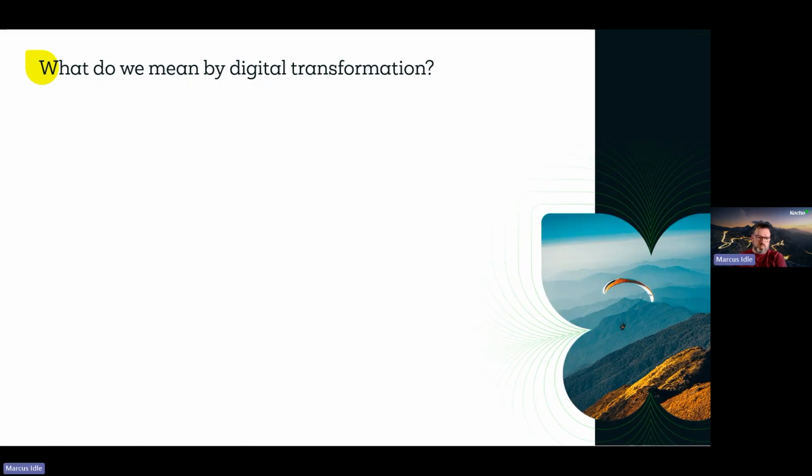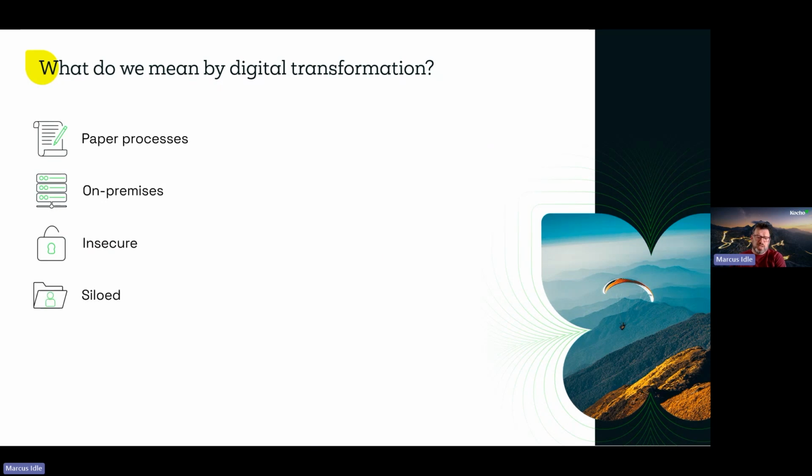So let's dive in. When we talk about digital transformation, we can be talking about any number of things, from paper processes that need to be transformed, on-premise services, insecure applications and services, systems that are siloed, they don't talk to each other, and systems that rely too heavily on people inside your business doing the work rather than your clients and partners and suppliers. And manual processes.